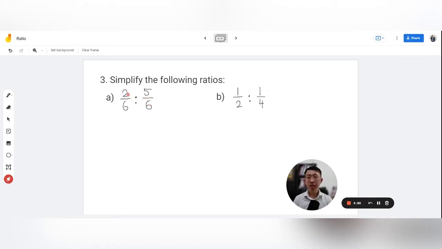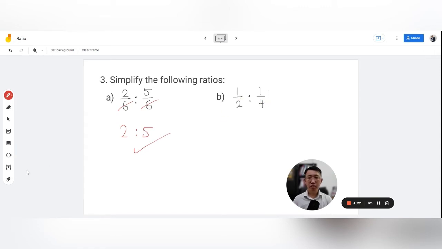So for example, A, 2 over 6 ratio to 5 over 6. Same denominator, you can take both multiply by 6, okay? So you can try with our calculator. 2 over 6 times 6 will get you 2, because the 6 cancels off at the bottom. 5 over 6 times 6, you will cancel off at the bottom, become here 5, yeah? So that's the final answer already, 2 ratio to 5.